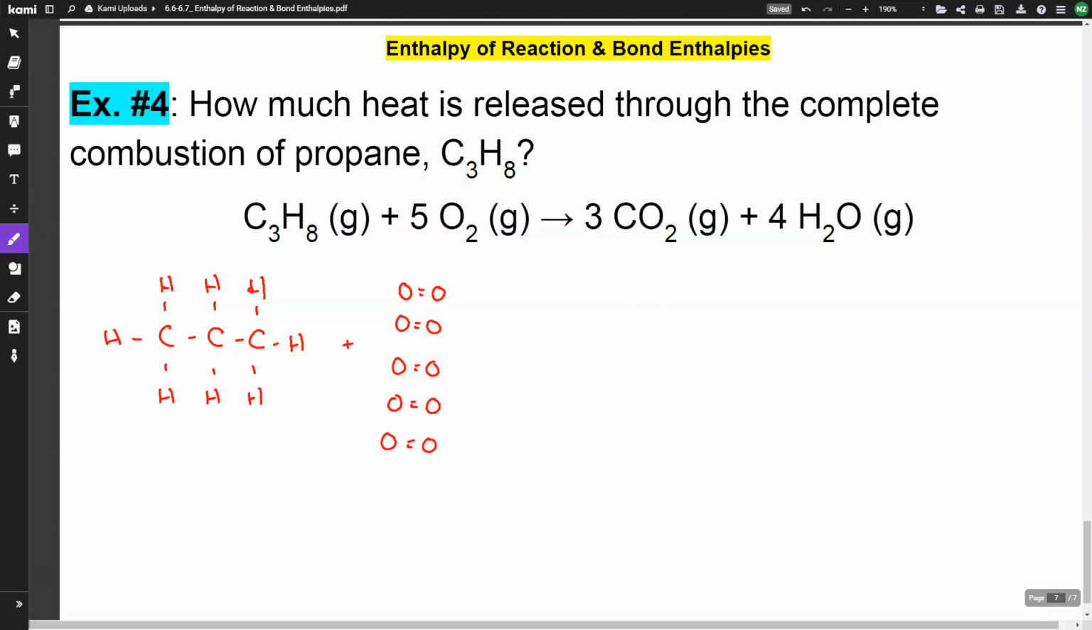So there are my 5 O2s, and then this is going to produce 3 CO2s. CO2 is, we've got carbon in the middle, and then we have double bond oxygen here and here. Again, I'm not including all of the dots on these, I'm just really focused on the bonds. And then we have 4 H2Os. H2O looks like this. We have 4 of those.